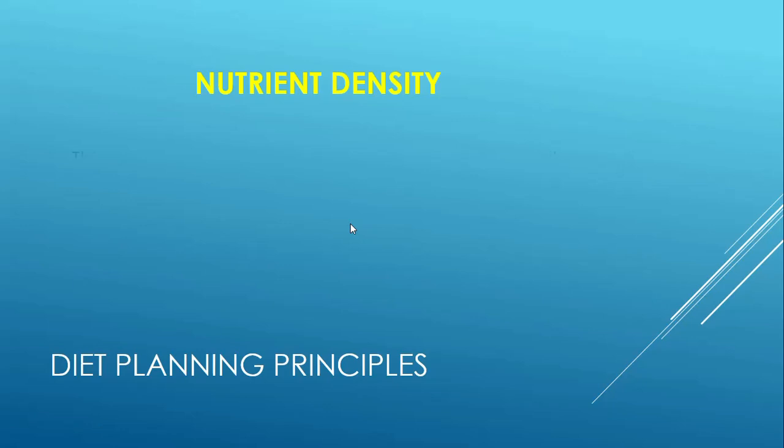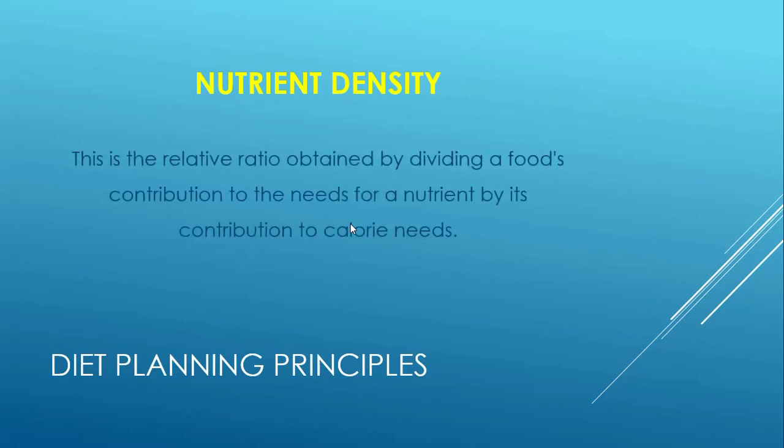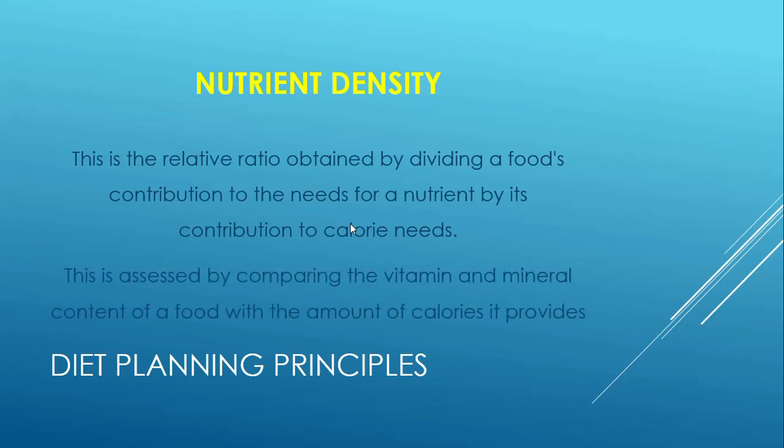Okay, so let me help you. Nutrient density is basically the relative ratio obtained by dividing a food's contribution to the needs of a nutrient by its contribution to the calorie needs. Basically what that means is that how much of the nutrients does the food provide and how much of the calories does it provide. Where do we get our energy from, class? Where do we get our energy from?